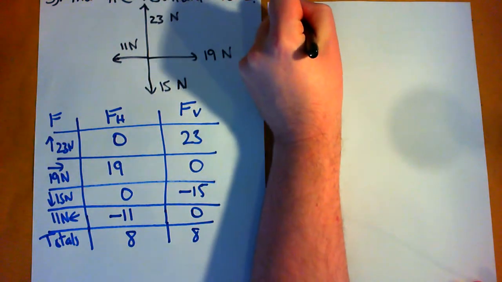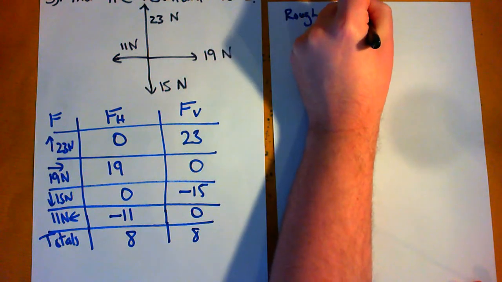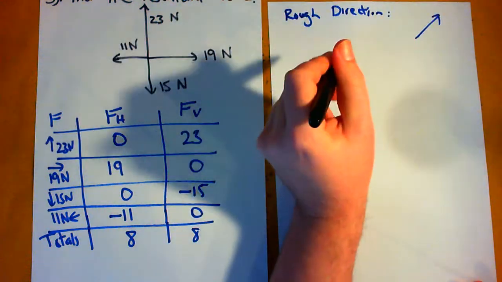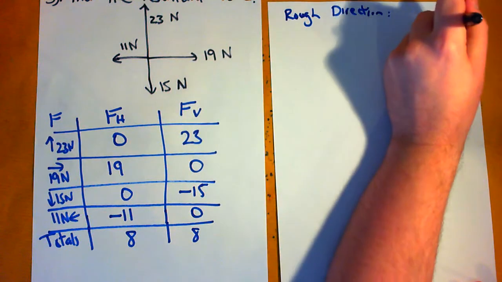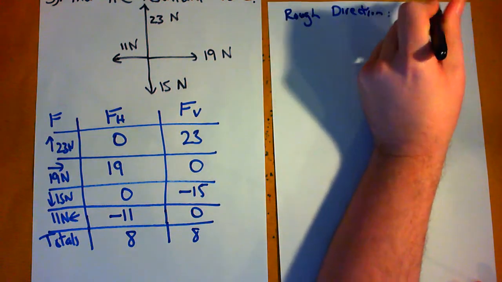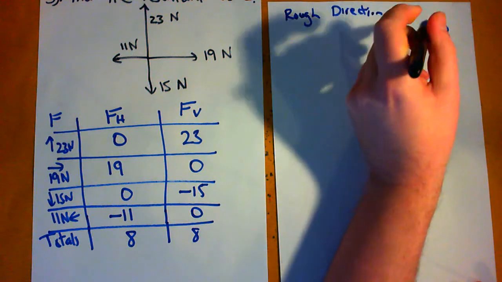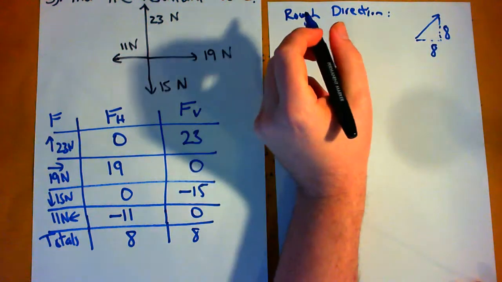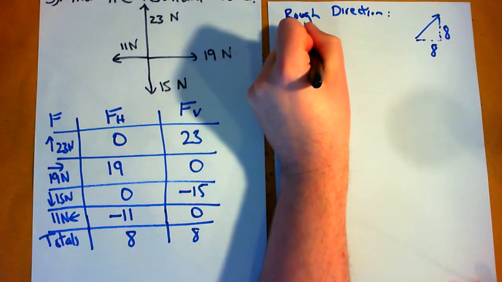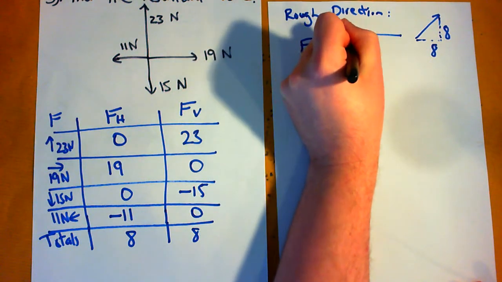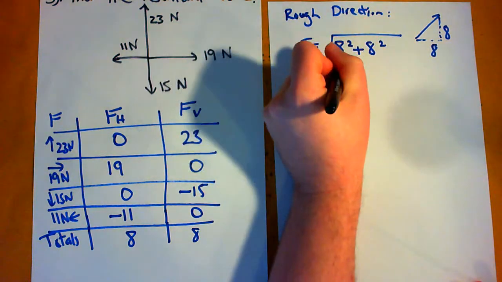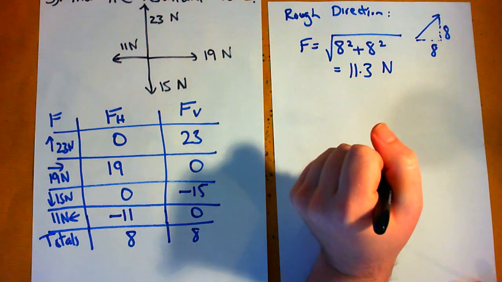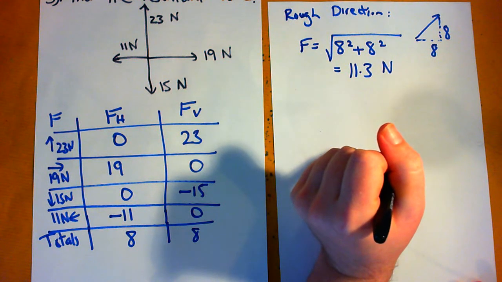So if we do our rough direction, we should get a force that's pointing upwards and rightwards. Let's work out its magnitude. We can do that by using Pythagoras on this right triangle. We've got a horizontal component of 8 and a vertical component of 8. Therefore, using Pythagoras' theorem, F is the square root of 8 squared plus 8 squared, which turns out to be 11.3. So the resultant force has a size of 11.3 newtons.